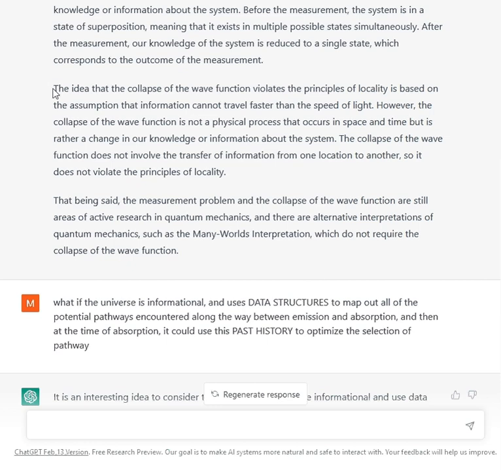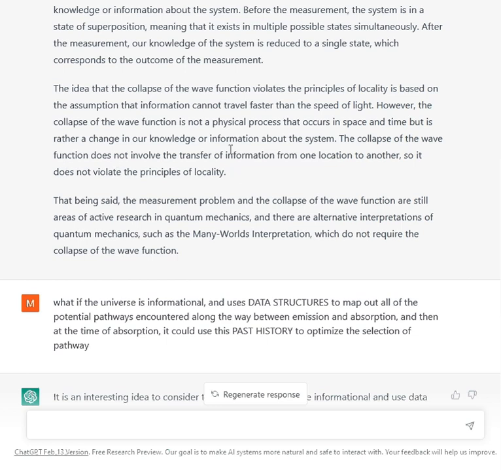The idea that the collapse of the wave function violates the principle of locality is based on the assumption that information cannot travel faster than the speed of light. However, the collapse of the wave function is not a physical process that occurs in space and in time, but is rather a change in our knowledge of information about the system. The collapse of the wave function does not involve the transfer of information from one location to another, so it does not violate the principles of locality.